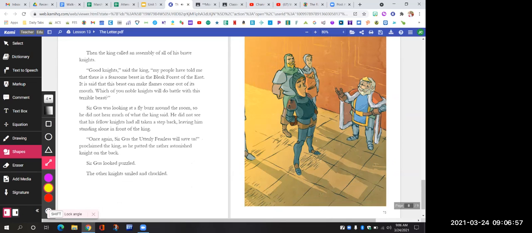Sir Gus was looking at a fly buzz around the room, so he did not hear much of what the king said. He did not see that his fellow knights had all taken a step back, leaving him standing alone in front of the king. "Once again, Sir Gus the utterly fearless will save us," proclaimed the king, as he patted the rather astonished knight on the back. Sir Gus looked puzzled. The other knights smiled and chuckled.